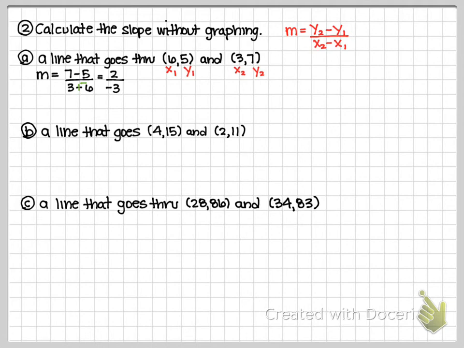Now, it's okay if you subtract them in a different order. Maybe you did 5 minus 7 on top and 6 minus 3. You're still going to get 2 and -3. It's just that your -2 is going to be on top and your 3 is going to be on the bottom. Those are both correct. They are the exact same thing. And we'll talk about that a little bit more next class.